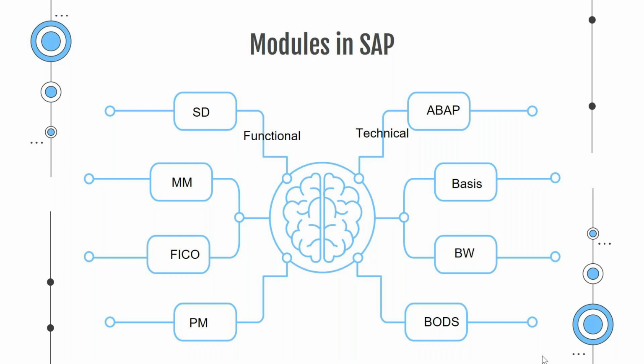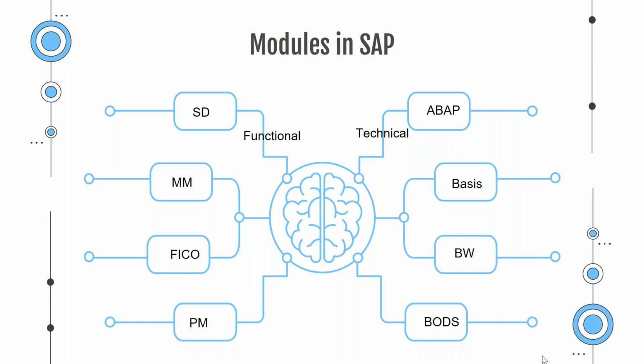Then you have plant maintenance. Plant maintenance is nothing but, if you're having a manufacturing plant, all the activities that you do in your manufacturing plant, like how to organize resources in your plant, will be taken care of by your PM team, the plant maintenance team.